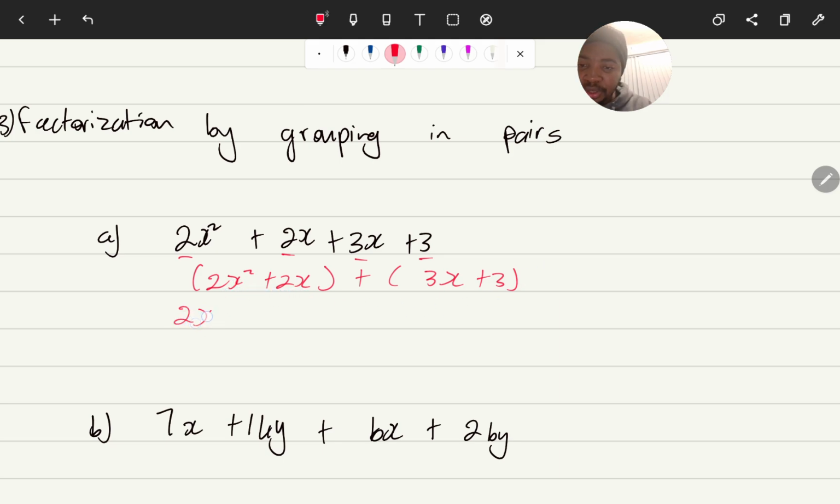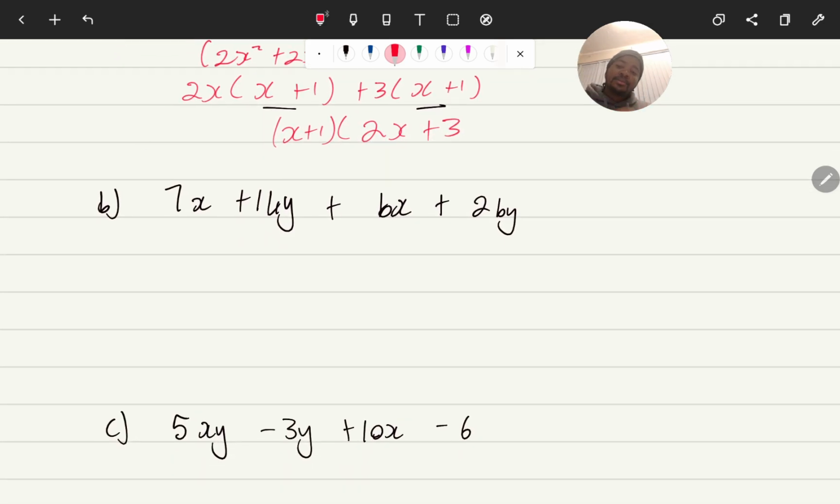Here we have 2x as our common factor. We are left with x plus 1. Here we have 3 as our common factor. We are left with x plus 1. Then we have another common factor, which is x plus 1. And then we are left with 2x plus 3. Ne? We continue to work on the next one.